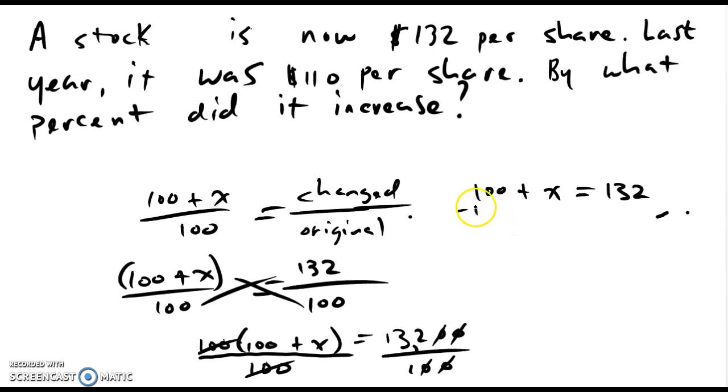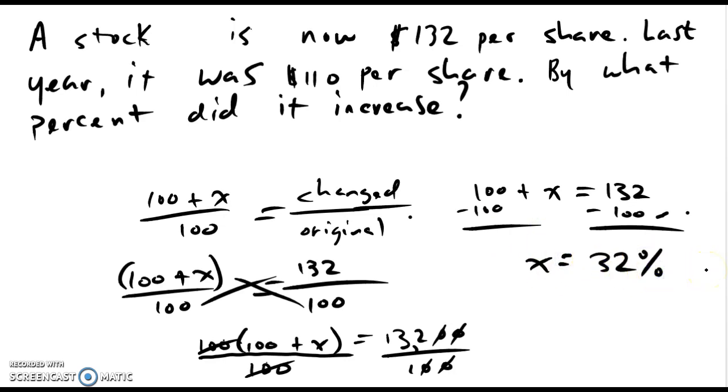And if I subtract 100 from both sides, I find out that the change is actually a 32% gain, which isn't too bad at all. Imagine owning, I don't know, 1,000 shares of that. That's a really good return.